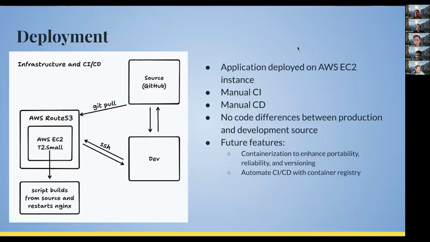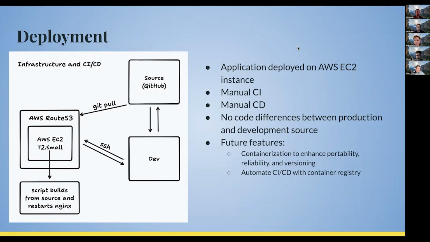Our application is deployed via an AWS EC2 T2 small instance, and we have manual CI and manual CD, meaning that it's necessary for us to manually test our own features that we're trying to integrate into our code base. And then when it comes time to deploy those to production, we have to log into our server, save our application, and then pull that code down. However, we have employed best practices to ensure that there are minimal code differences between a deployed and developer version of the code base. So it is quite quick when we do want to deploy new features.